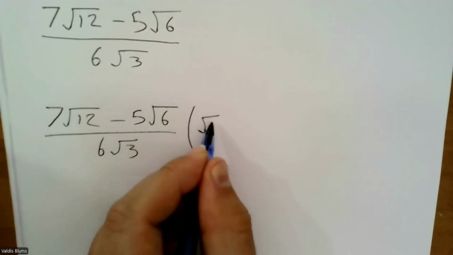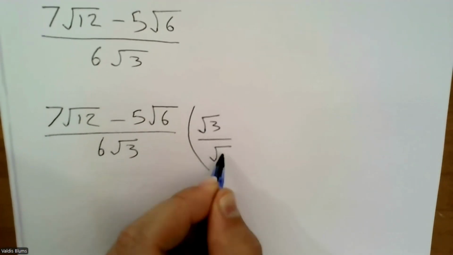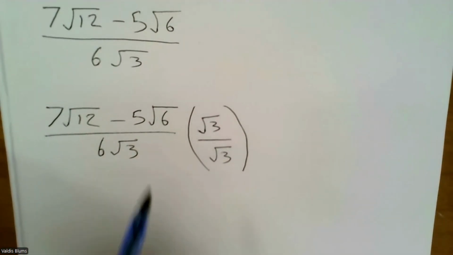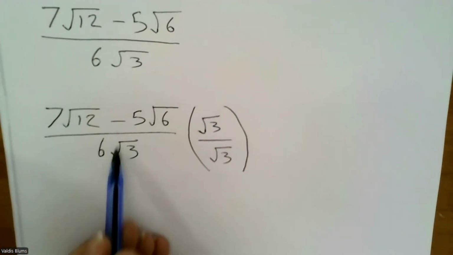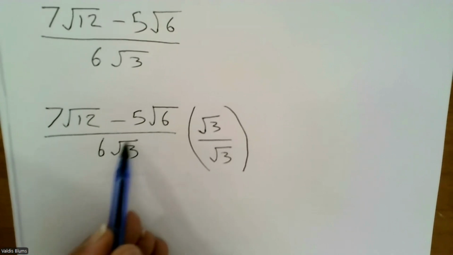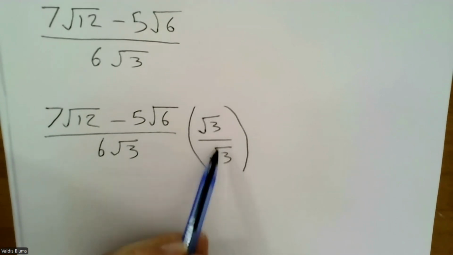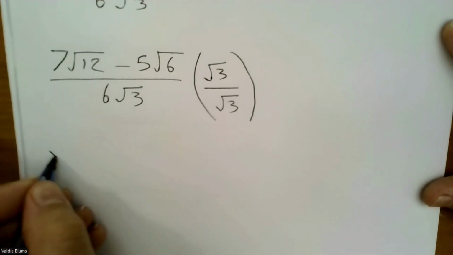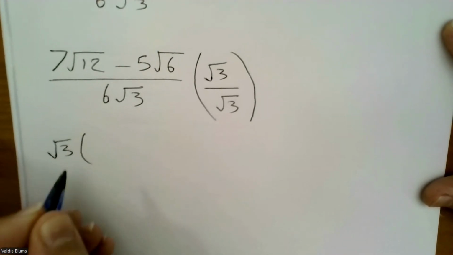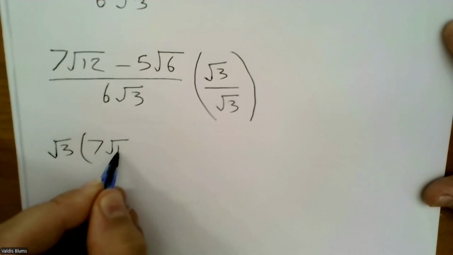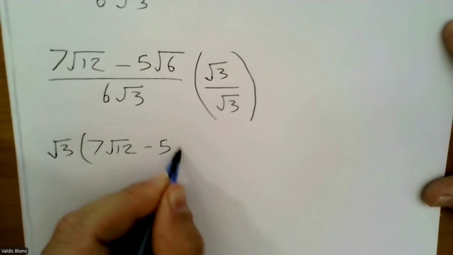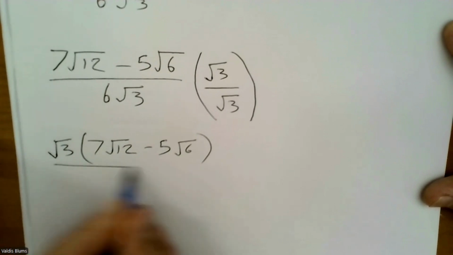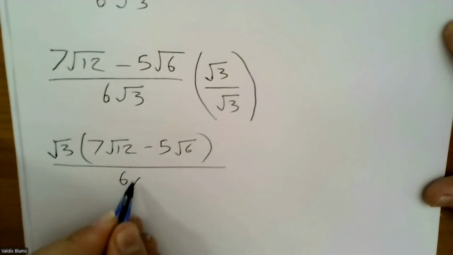So square root 3 over square root 3. Just because the 3 is under the square root, that's the only thing that we're multiplying it with. So we have square root 3, then in brackets 7 square root 12 minus 5 square root 6, all over 6 by 3.